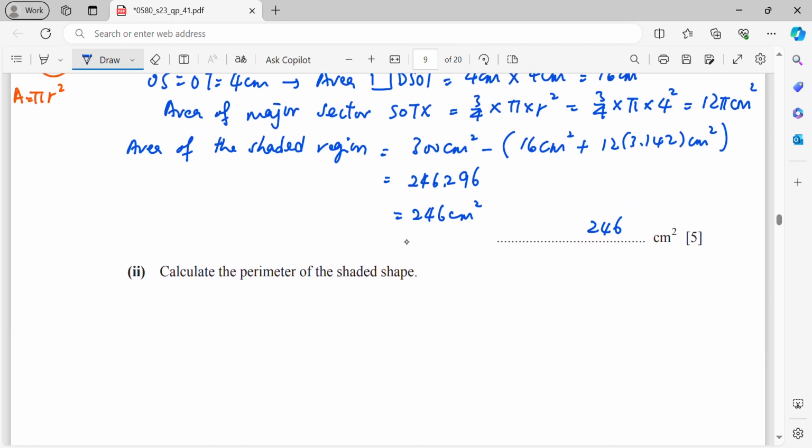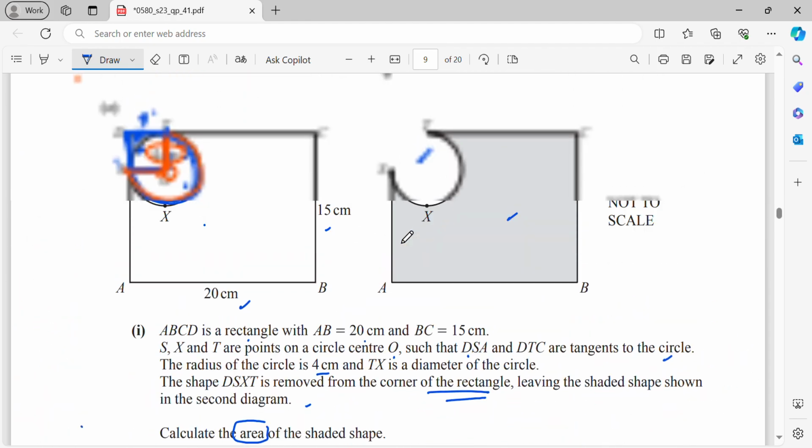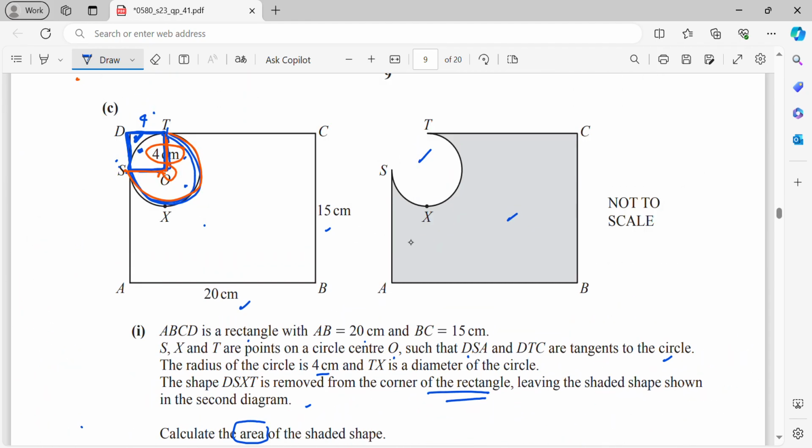Okay, part 2, calculate the perimeter of the shaded region. So for the perimeter, go back to the diagram. Okay, now I need to find out, we know that here is 4. So this is 20, here is 15. So that means the TC is basically 20 minus 4, which is 16. Okay, then the SD, wait, I don't need the SD. Okay, I know that here is 4.